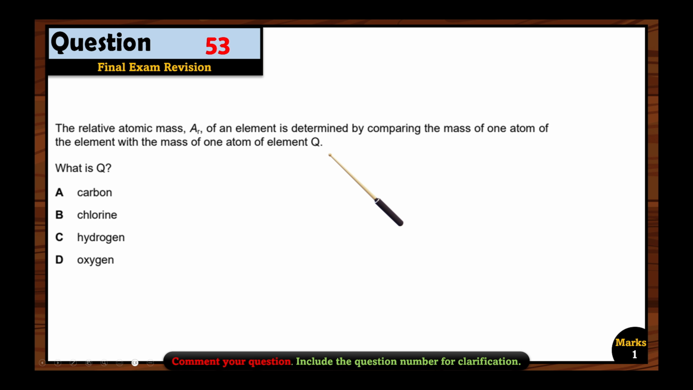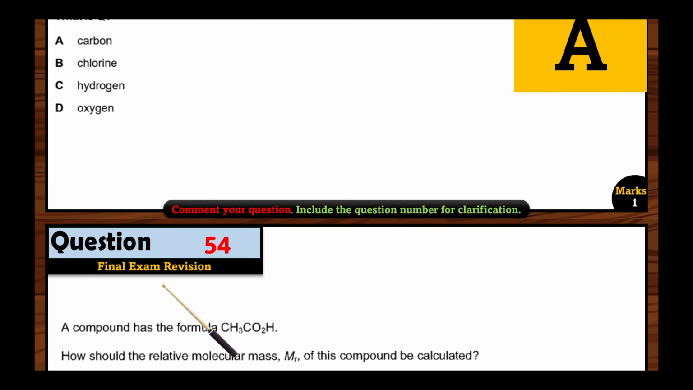So which one do we have to compare with? We always compare with carbon-12, right? So if you can see what is Q? Carbon, of course. So option A is the right option.